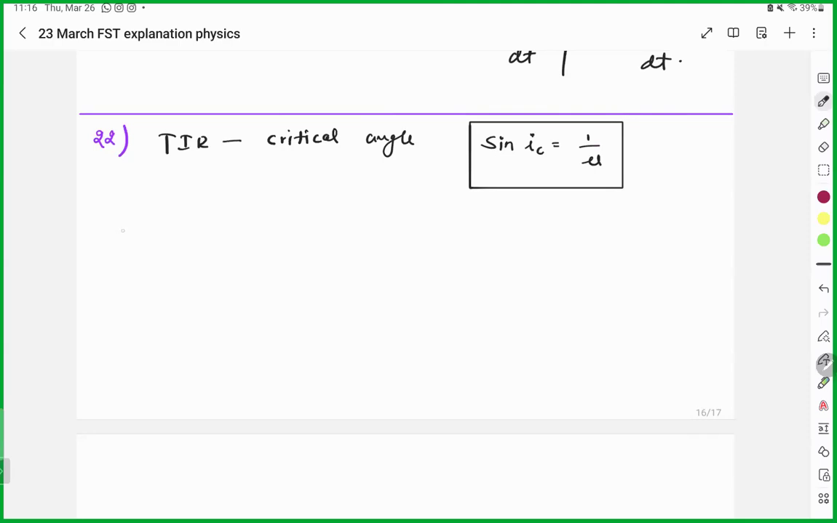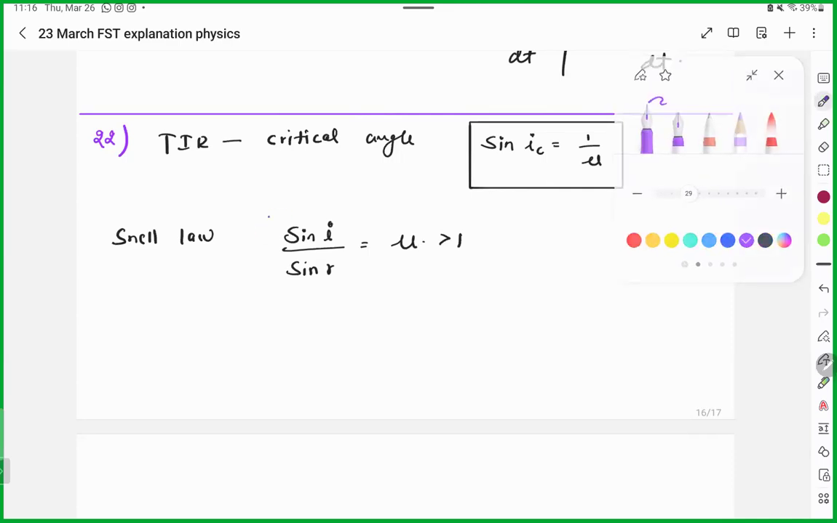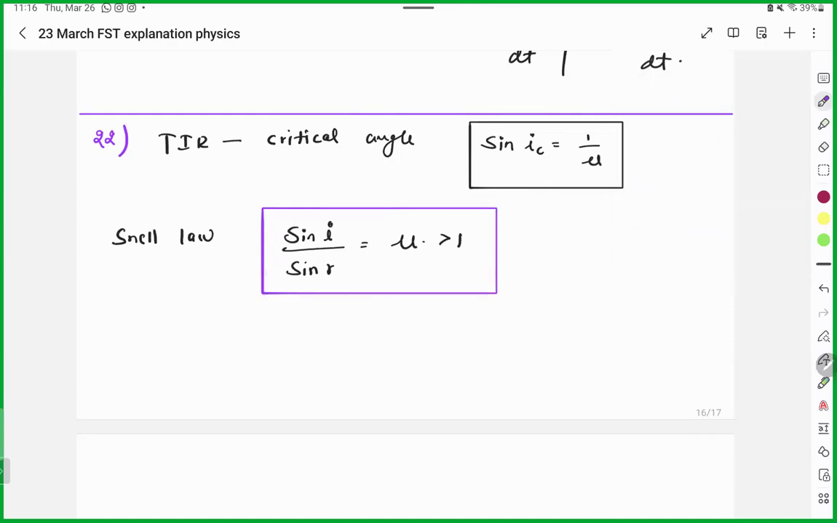And if you apply Snell's law, what is Snell's law? Sine i by sine r is equal to nu, and nu value is always greater than 1. This is Snell's law. Nu is the refractive index. Nu is also equal to the velocity of light in vacuum divided by the velocity of light in a given medium. We know velocity of light is always greatest, 3 into 10 raised to power 8 meter per second, always maximum. That's why we know nu value will be greater than 1.